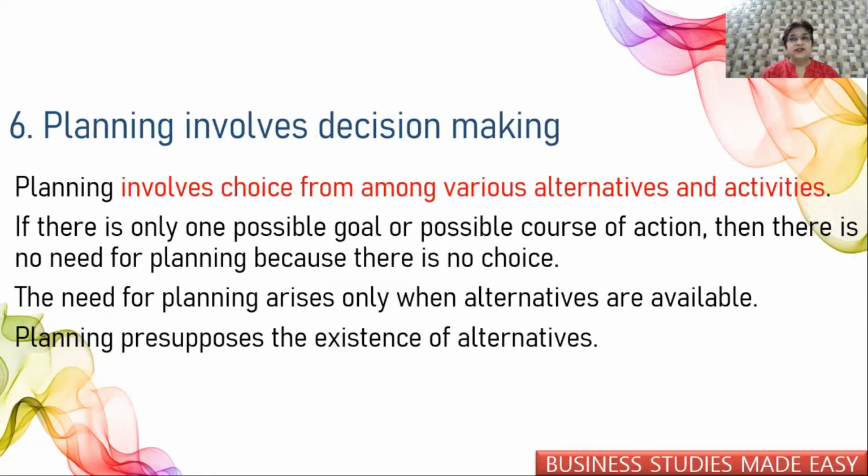Then planning involves decision making. So in planning, you have to choose from the various alternatives. If there are no alternatives, there cannot be any plan. If there's only one course that you have to take, then what will you plan? For example, at home, there's only rice, there's no flour. So you have to make rice only. Then what will you plan? Nothing. So planning presupposes the existence of alternatives. Without alternatives, there cannot be any planning. This is another feature of planning.